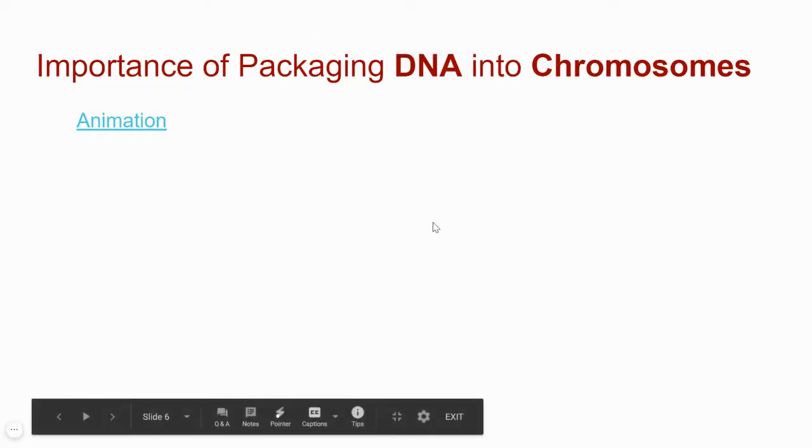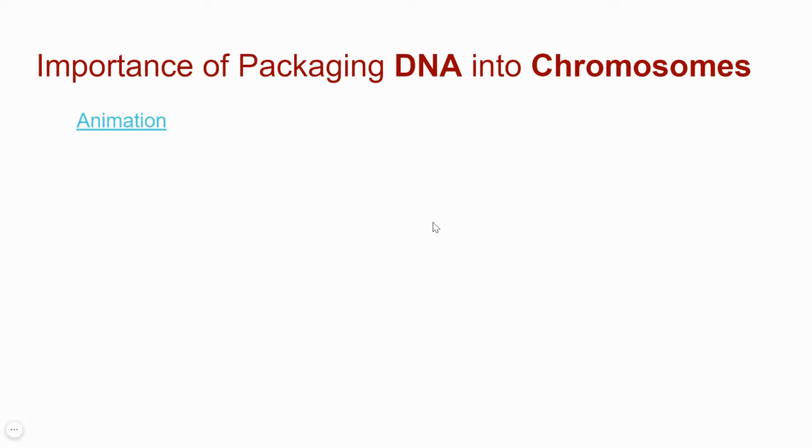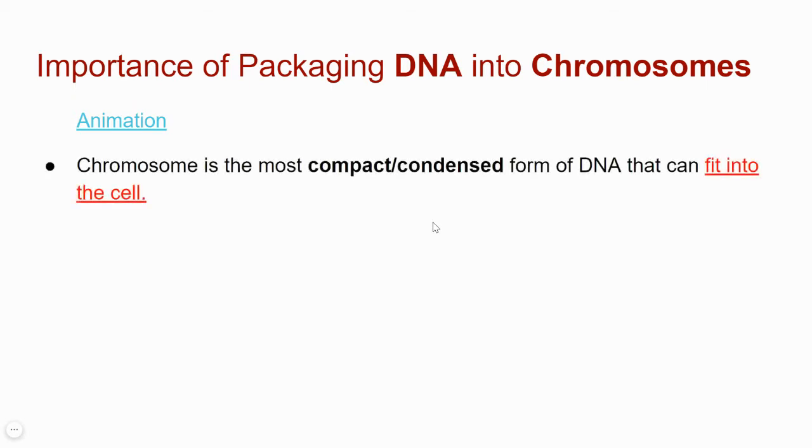So you noticed in the animation, where the narrator was showing a cell division process happening, that just before the cell was about to divide, the DNA organizes itself into the highly specific chromosome form, the most compact form, and that is where we get our answer to what is the importance of packaging DNA into chromosomes. First and foremost, a chromosome is the most compact and condensed form of DNA that can fit into the cell. More precisely, so that it can fit into the nucleus of the cell.